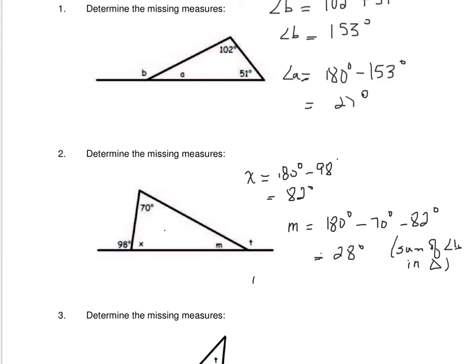And then t, you could either use m to figure it out by taking 180 minus the measure of angle m that we just got, which was 28. So that would have to be 152. Or you could also find it using the sum of the 70 and the x degrees, which we just found. And you should get the same answer. 70 plus 82 is still 152.